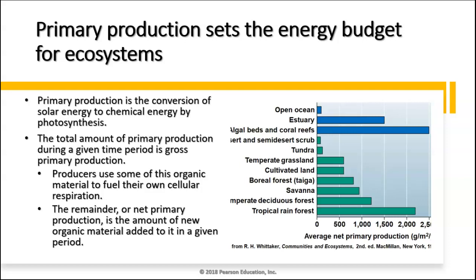And so here you see the average net primary production of various kinds of plants in various biomes and ecosystems. Algae beds and coral reefs, very, very high here. So is the tropical rainforest, and you see that there's relatively smaller amounts of primary production that occurs in these different kinds of ecosystems.